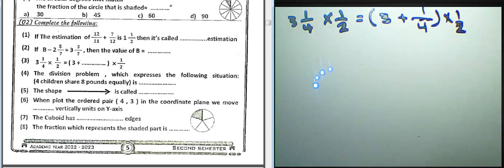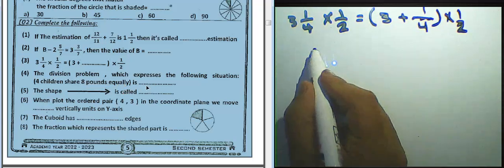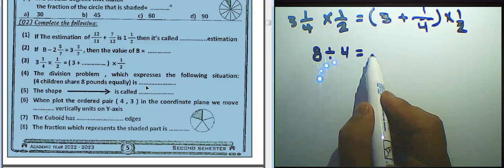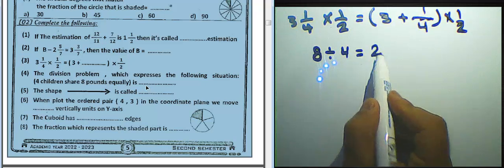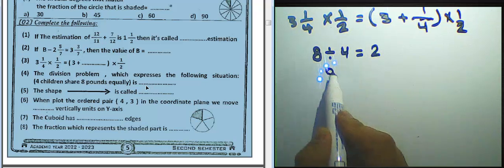Okay. Question number 4. The division problem which expresses the following situation. 4 children share 8 pounds equally. We must write here 8 divided by 4. Because we have 8 pounds, we will divide 8 by 4. Each child will get 2 pounds. Okay, so the expression will be 8 divided by 4.